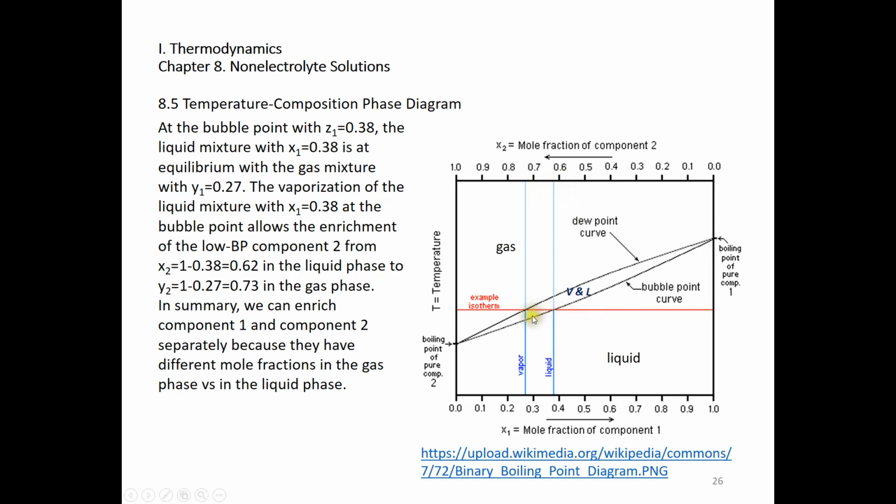Alright, so again, when I draw this line, it indicates we have a gas phase here and a liquid phase here. They are at equilibrium. But how much gas and how much liquid are in the system, in moles? Well, we can always use the lever rule to calculate the number of moles in the gas phase versus the number of moles in the liquid phase.